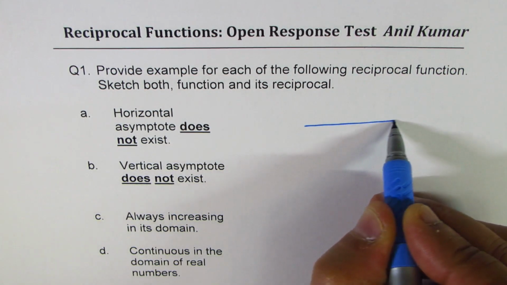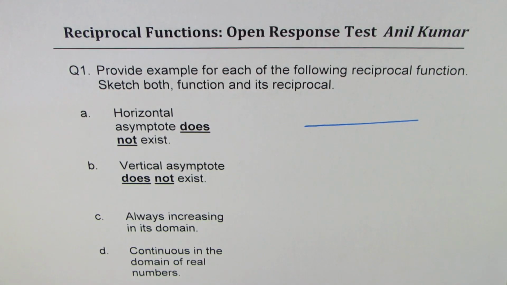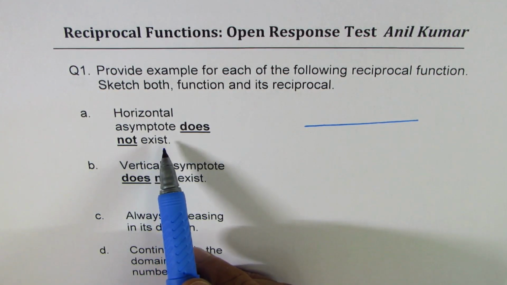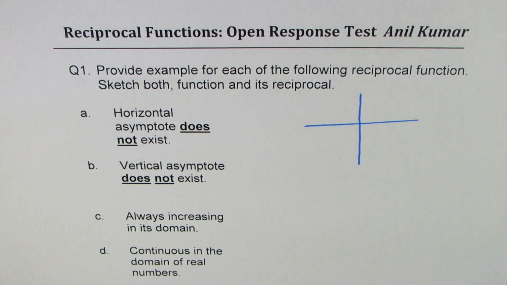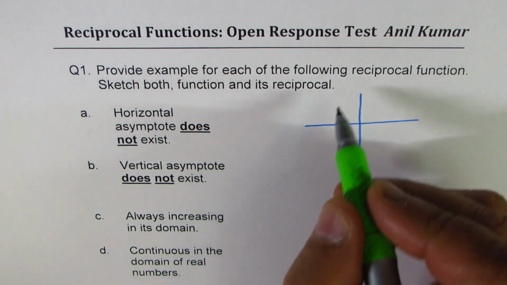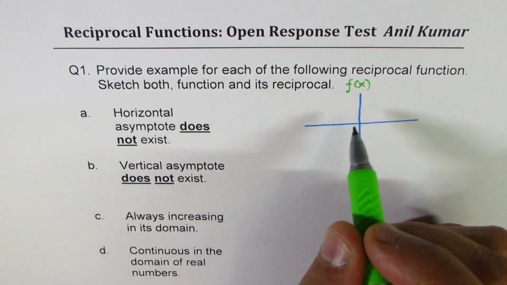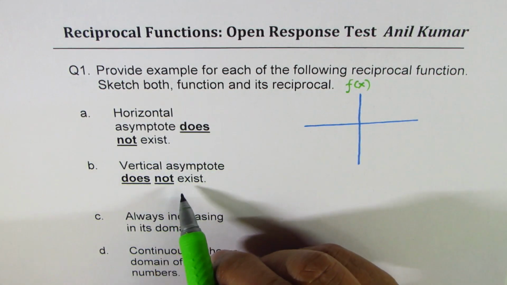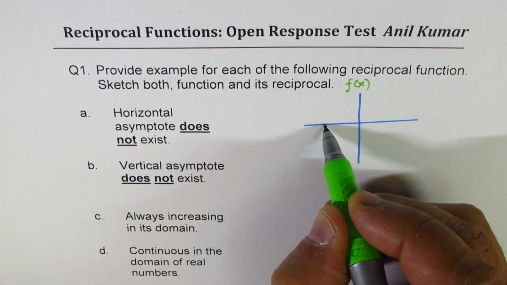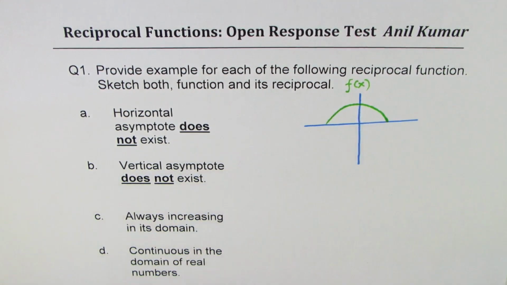So what could be the criteria where a horizontal asymptote will not exist? Basically, the graph of the function should not approach positive or negative infinity, right? That's the whole idea. If that is the case, then we will not have horizontal asymptotes. So the characteristic we are looking for is that the function f of x, I'll sketch in green, has a limited range. In that case we'll not have a horizontal asymptote. One example could be a semicircle. Now a semicircle is a good function to match the criteria, correct?